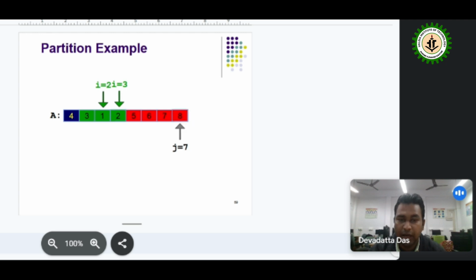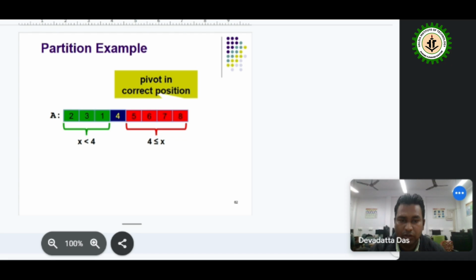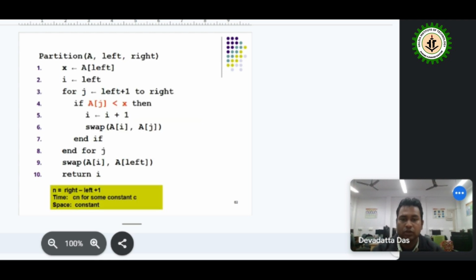Then the value of i in the previous slide, when we jump 3 to 1, then the value of i will be 2. Okay, and after completing the process, the value of i will be 3. Okay, so now I'm just taking the 4 as the pivot element. Okay, so the pivot is in the correct position. So this is the partition algorithm of quick sort.